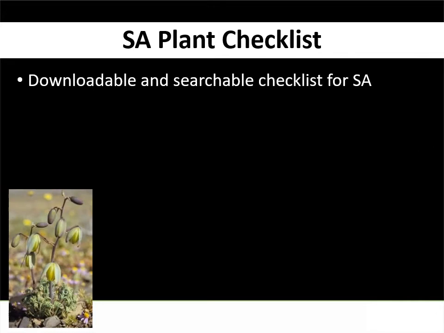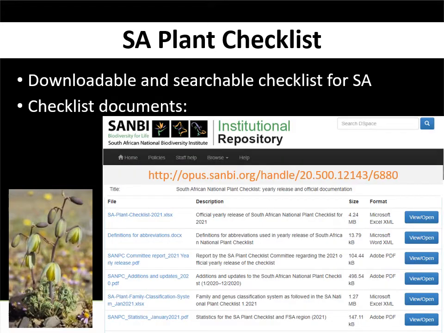Also available on POSA is an official yearly release of the South African National Plant Checklist. This is also disseminated on SANBI's institutional repository, together with documents like the checklist policy, the classification system followed, and annual reports on changes and additions made to the backbone.